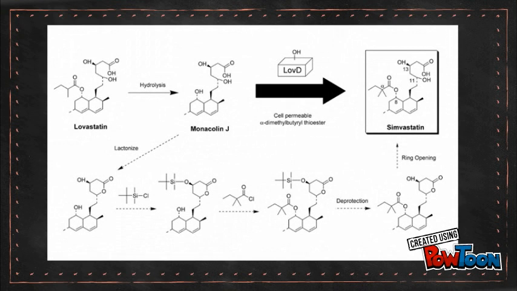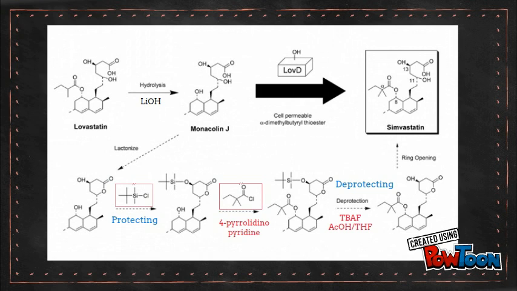One semi-synthetic process commonly used to synthesize simvastatin is shown here. It begins with lovastatin, which is produced by a certain fungus. This reaction requires many steps, including protecting and deprotecting steps, as well as hazardous reagents, such as those shown in red here.